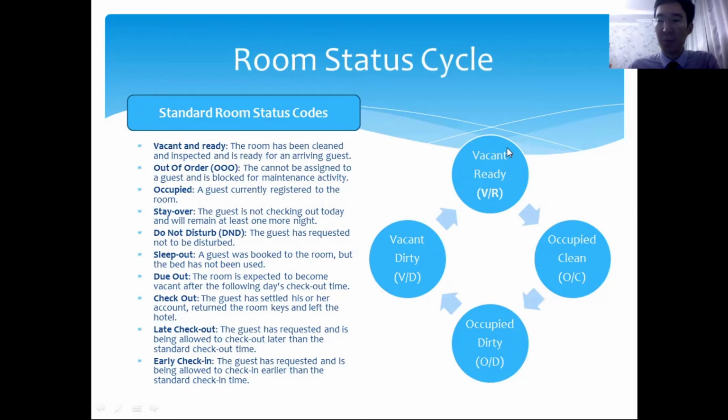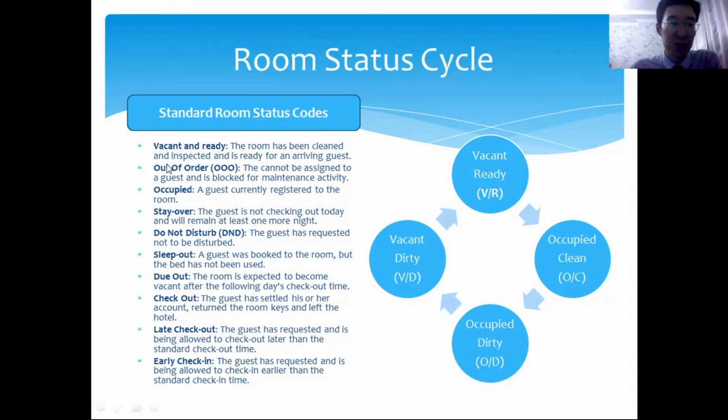Vacant ready means that the room is clean and it is not occupied by a guest and it is ready for check-in. Occupied clean means that the room is occupied right now, but it is clean. It does not require additional cleaning. Occupied dirty means that the room needs additional cleaning afterwards, maybe in the morning or later on. And then, of course, vacant dirty means that the room was checked out, but still it needs to be cleaned, so it is not ready for a new guest.